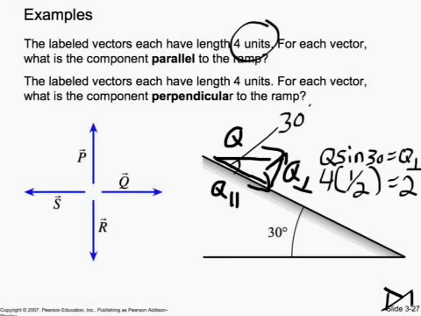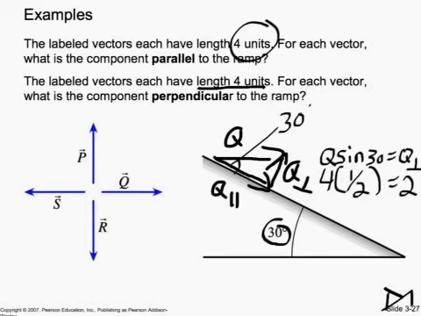Using the numbers here, we're told that each one of these vectors has a length of 4 units. Labeled vectors have a length of 4 units right there. So Q is a length of 4. Sine of 30 degrees. Again, how do I know this is 30 degrees? Because my incline is 30 degrees. So that angle of Q to Q parallel must also be 30 degrees.